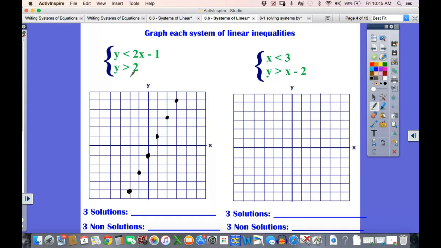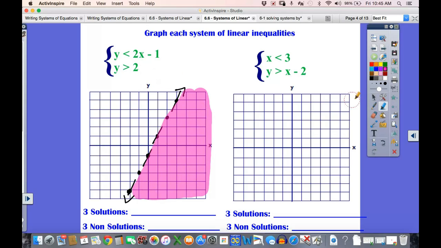And there is no equal to sign, so we have a dashed line. Please put arrows at the end of your lines. Less than, so I will shade to the bottom of the line. Shade, shade, shade.